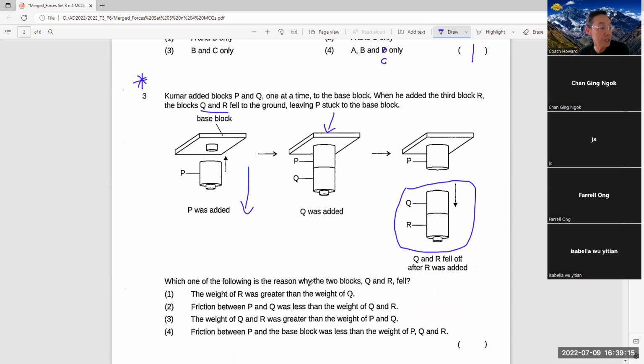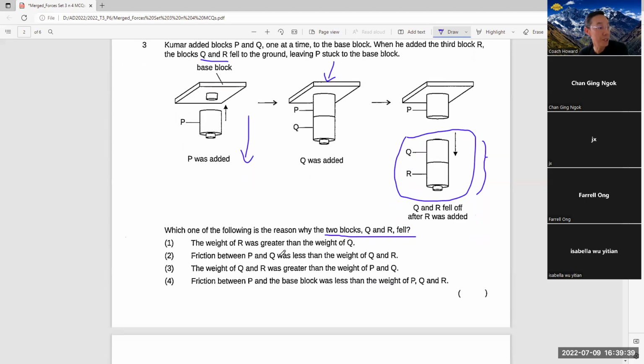They say which of the following is the reason why these two blocks drop. Whenever you answer this question, you must understand that these two blocks will have more mass, right? More mass will lead to more weight. So the weight of Q and R exceeds the frictional force between P and Q. Can you see this friction between P and Q? The friction between P and Q is less than the weight of Q and R. So the answer is 2. Okay, so we take note of this.